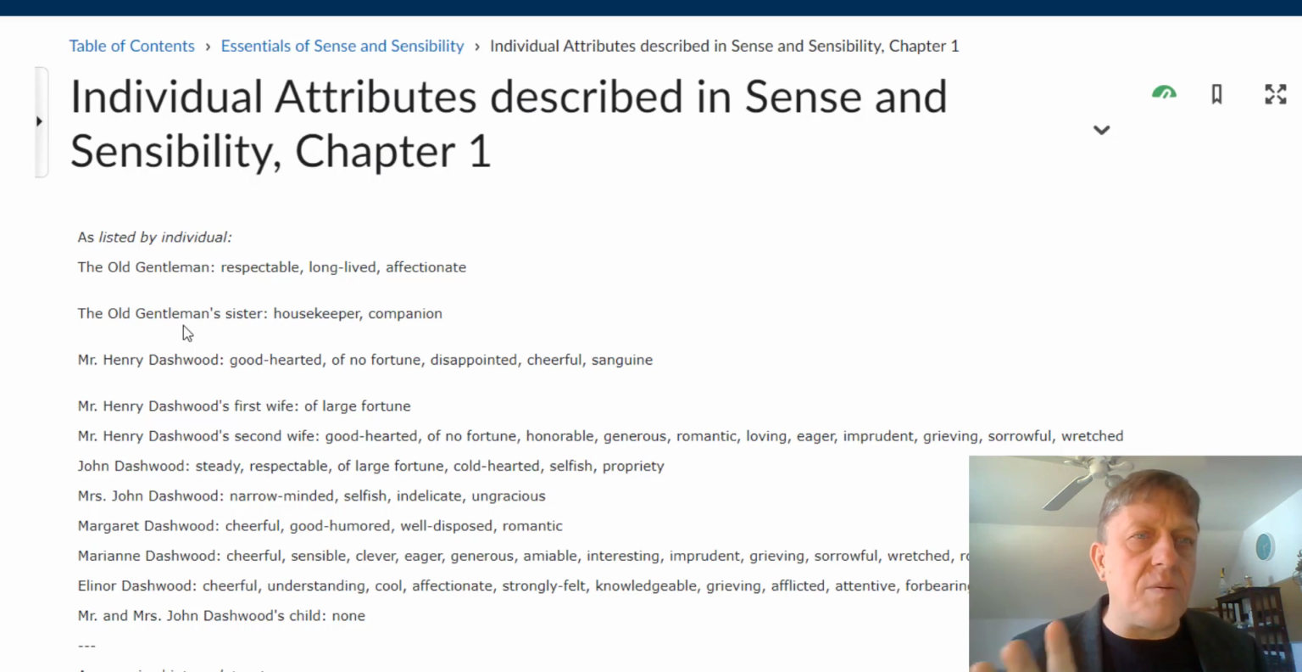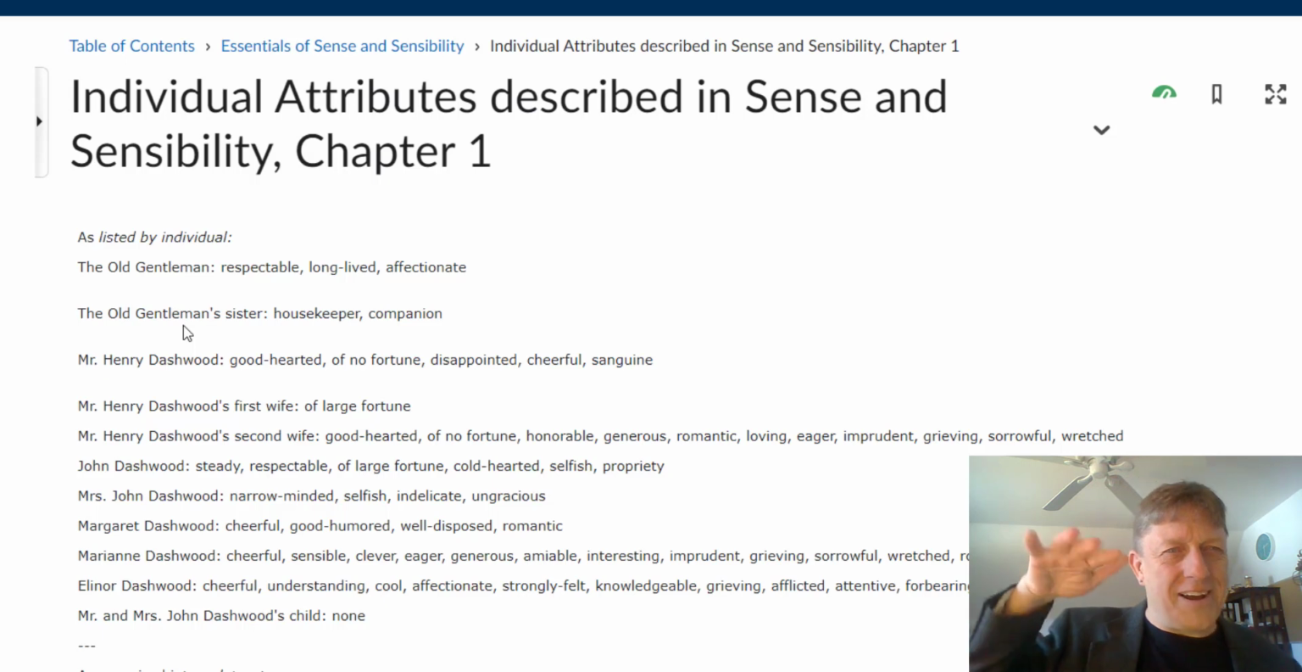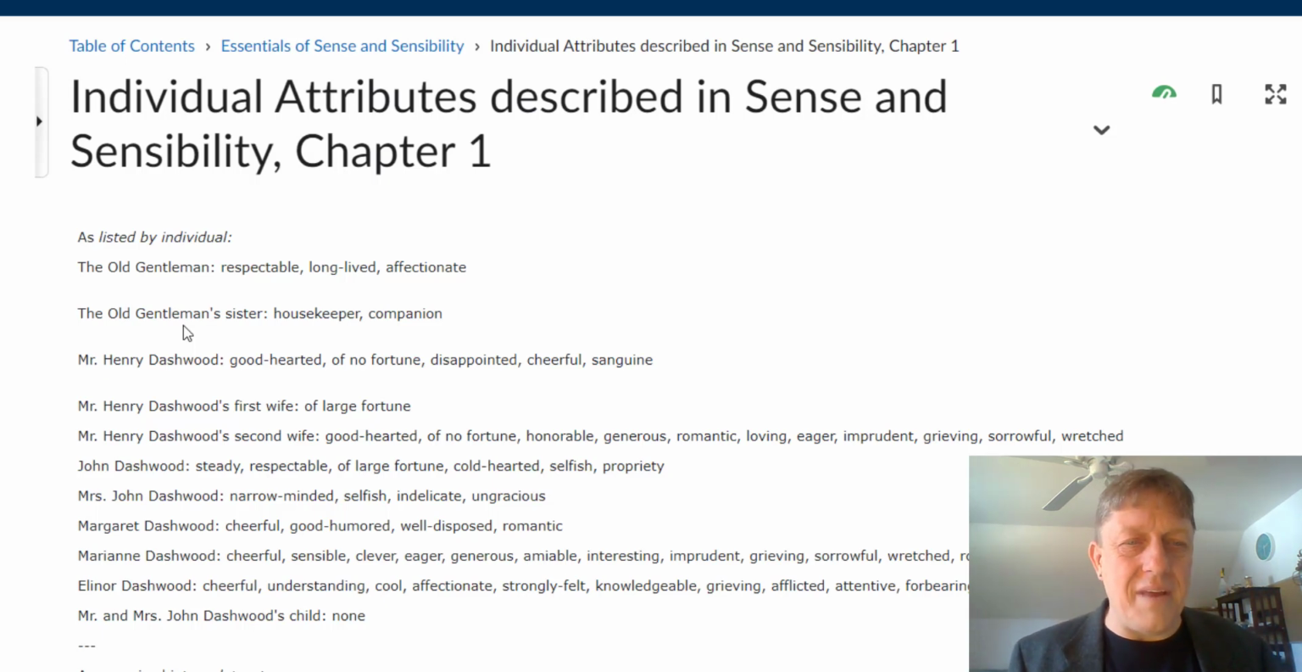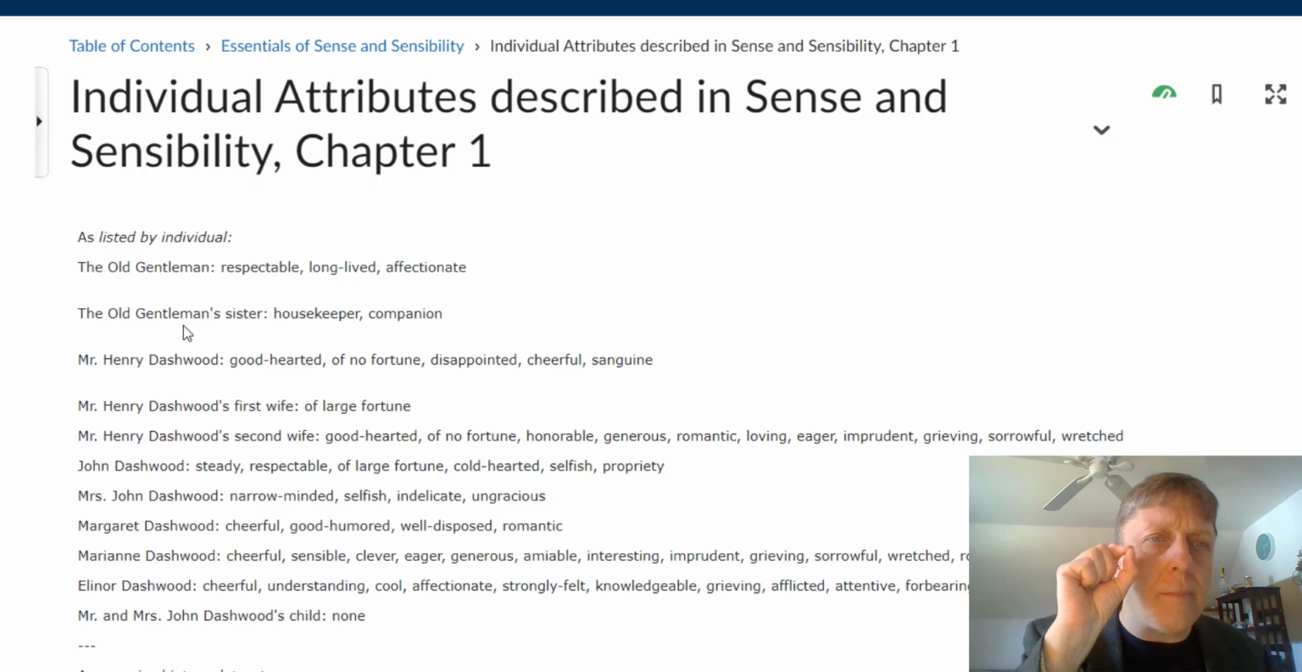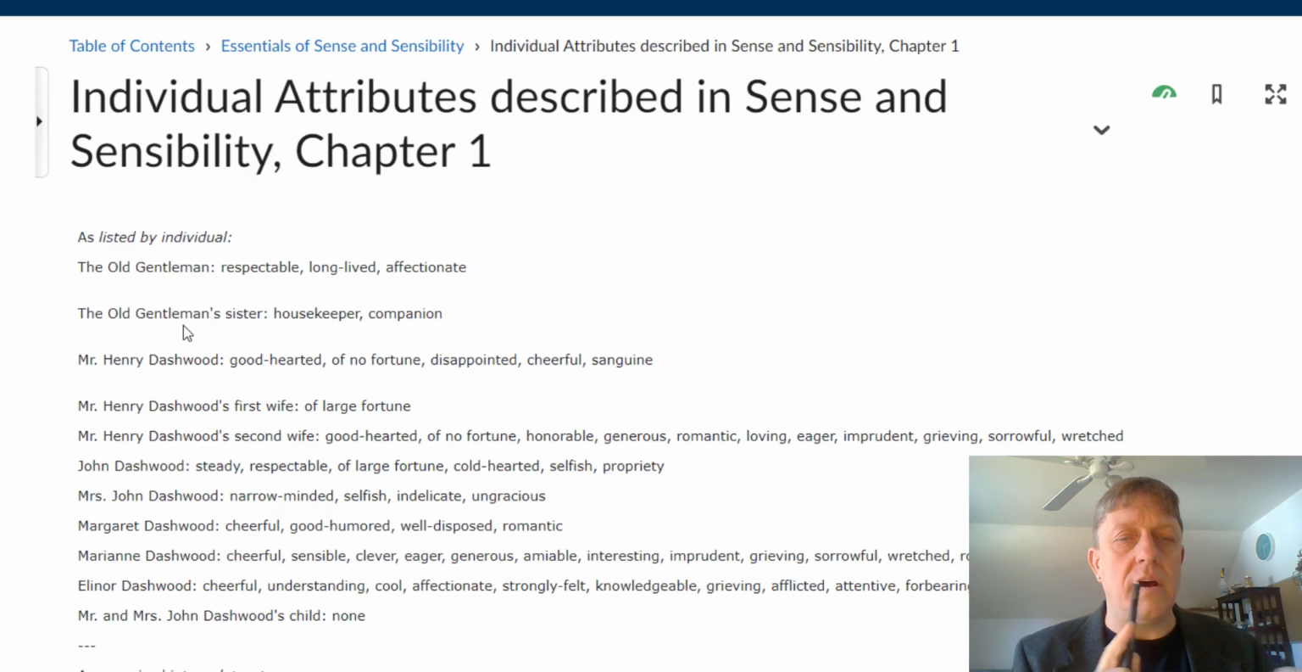And any attributes that that child has listed are listed as being just the attributes of any 2, 3, or 4-year-old. By the way, notice that the age of the child is kind of a little vague and inconsistent, even. On the other hand, Mr. Henry Dashwood's second wife has a number of characteristics that are particularly ascribed to her personality. Good-hearted, of no fortune, honorable, generous, romantic, loving, eager, imprudent, grieving, sorrowful, and wretched.